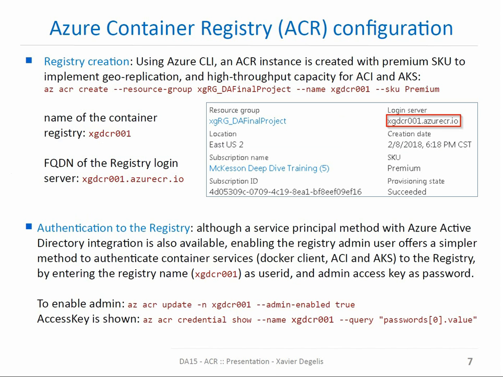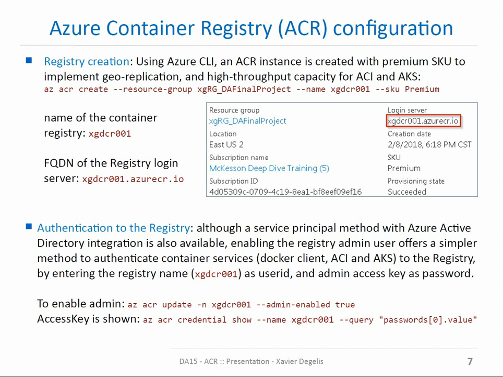Now we can move on to the Azure Container Registry ACR configuration. First, the registry creation. Using Azure CLI, an ACR instance is created with a premium SKU that allows us to implement geo-replication and high throughput capacity for ACI and AKS.